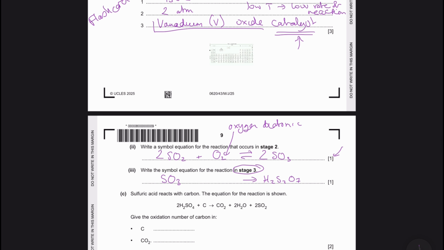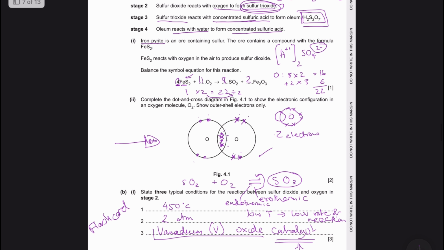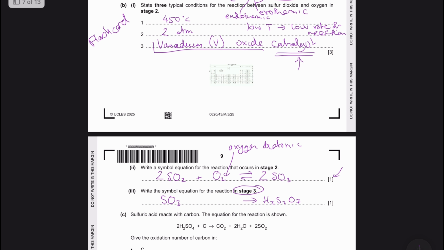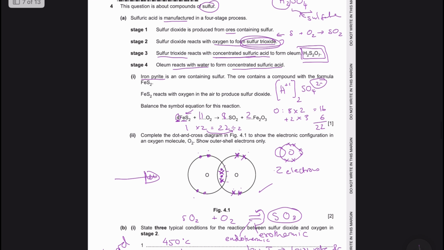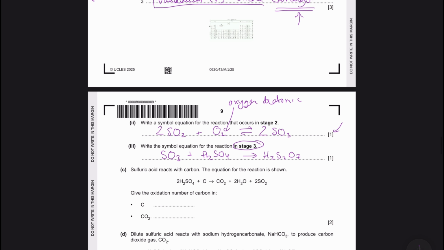Okay, H2S2O7, make sure I've written that down right. And we've got to know, which we've already talked about, the sulfuric acid, H2SO4. Okay, so the symbol equation. And is it balanced? So we've got 2 hydrogens, 1 sulfur, 2 sulfurs, 3 oxygens, 4 oxygens, that would be 7 oxygens. Yes, it's balanced.